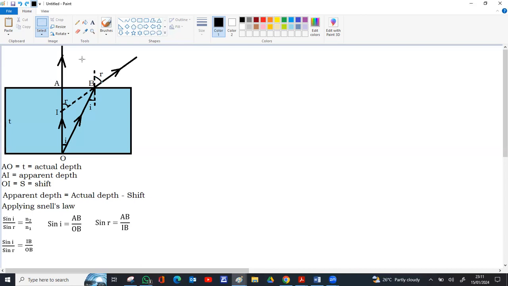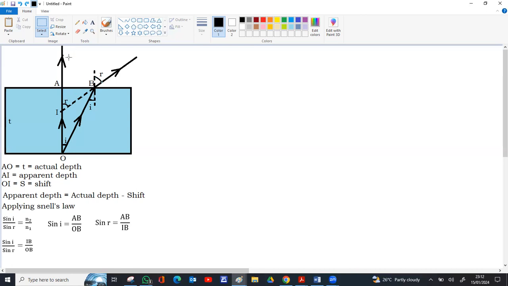Now for a person to see this particular point as an image, the light ray coming out of A and the light ray coming out of B both have to reach the same person's eye. For that, the point B has to be very close to A. Means the observer standing here will receive the light ray only if the light ray refracting out of B is close to A. So A and B are actually very close points for a near normal vision.